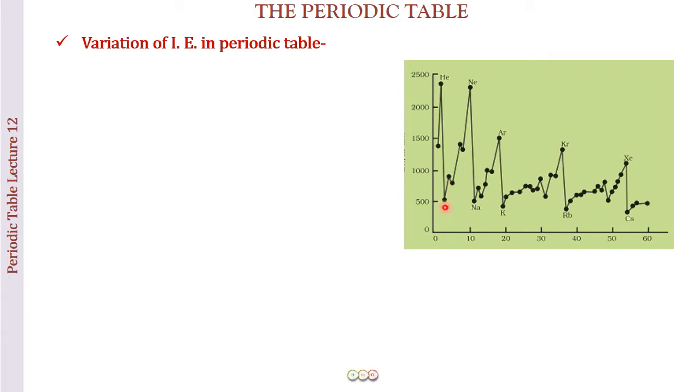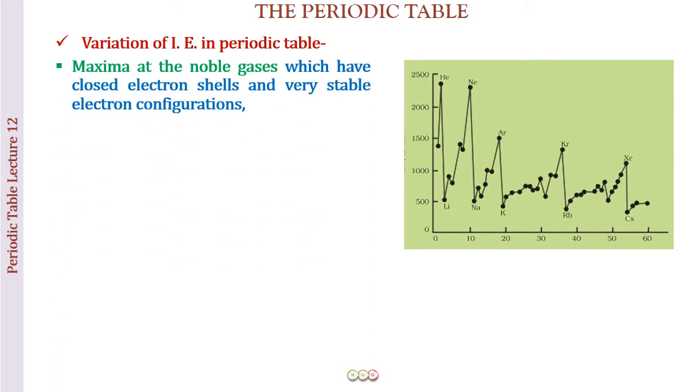The minima, or the least ionization enthalpy, are occupied by lithium, sodium, potassium, rubidium and cesium. That means the alkali metals have very low ionization enthalpies, and the noble gases have maximum ionization enthalpies. What does this mean? This means that the noble gases have high ionization enthalpy. They do not have a tendency to lose an electron. Why? Because they have closed electron shells, a very stable electronic configuration, and they are not at all interested in becoming unstable by losing an electron, right?